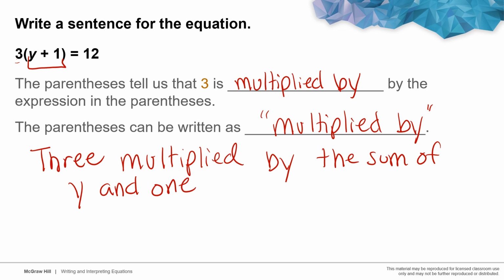Okay, and then how do I write the equal sign? Equal to. Or you could write is. And then 12. So you could write is, you could write equal to, you could write equals. A few different things for that one.